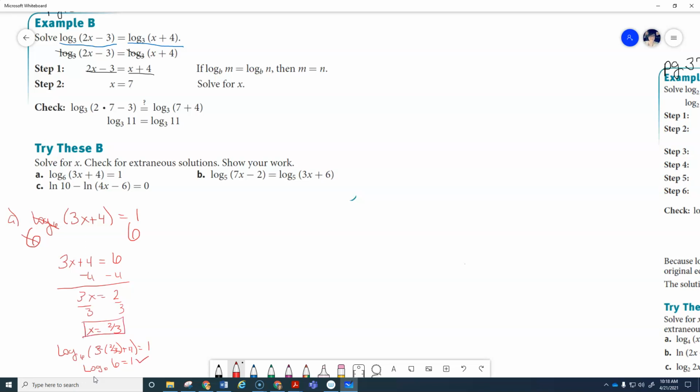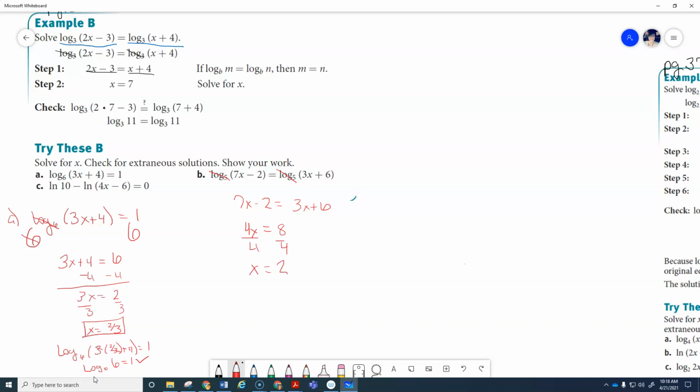B here does follow this. It is part of this example. I have a log on both sides. I just drop the logs and then I solve this problem as a simple algebra 1 problem. Subtract 3x from both sides and add 2 to both sides and divide by 4. And I get x is equal to 2.